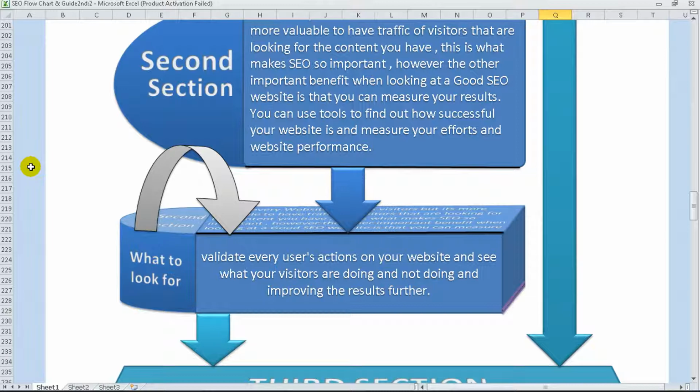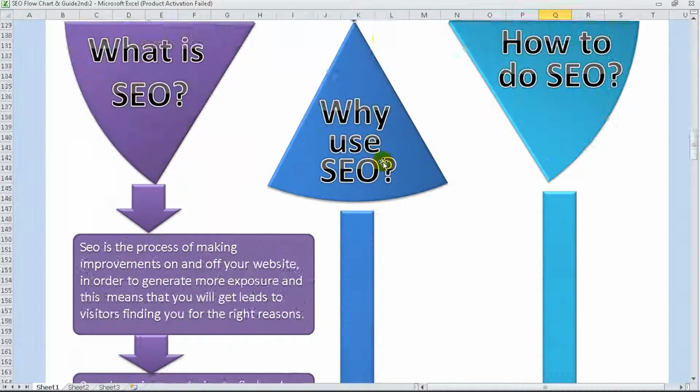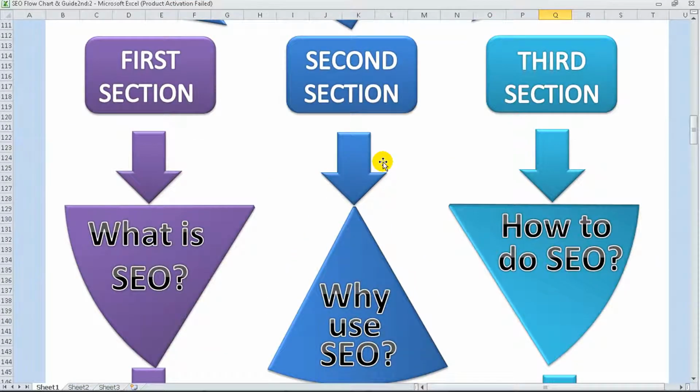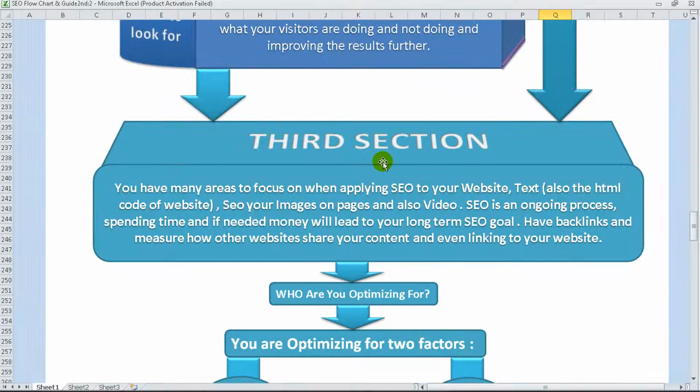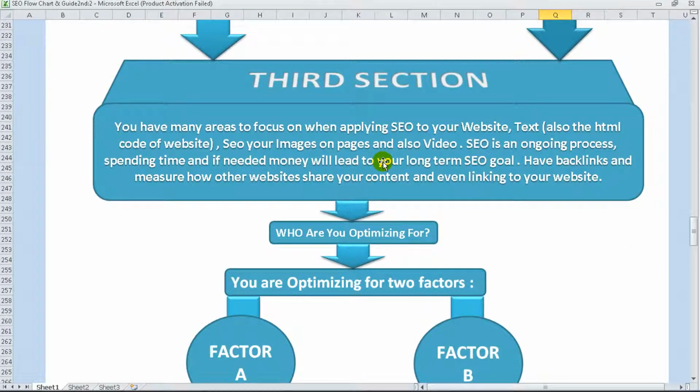So now we will go to section 3. And section 3 says the third section is how to do SEO. So now we will understand a little bit more about how to do SEO on your website. So we'll scroll down, third section. Okay, so the third section.